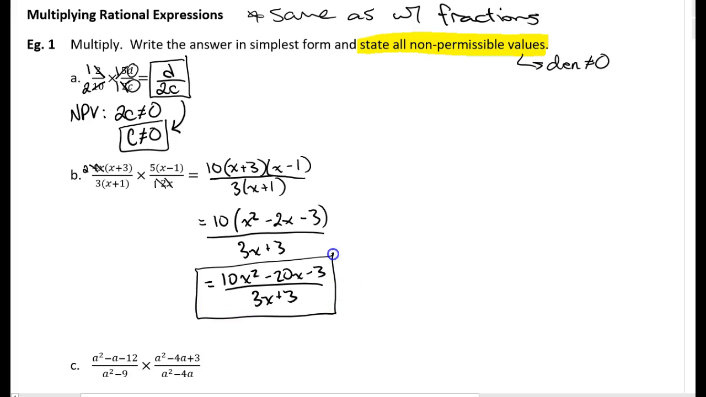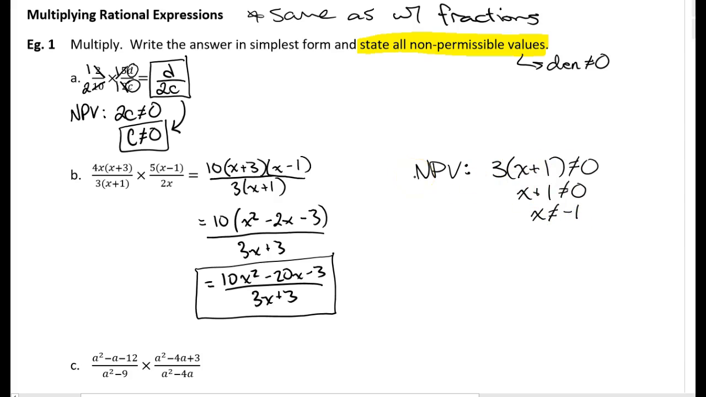Now, what did I forget to do? My non-permissible values. So I'm going to do them now. But I'm going to go back to that original question before I did any canceling. So I'm going to erase that so I can see everything. In this case, I've got 2 denominators with variables in them. So I know that 3x plus 1 cannot be 0. If I divide by 3, I get x plus 1 can't be 0. And so x cannot be negative 1.